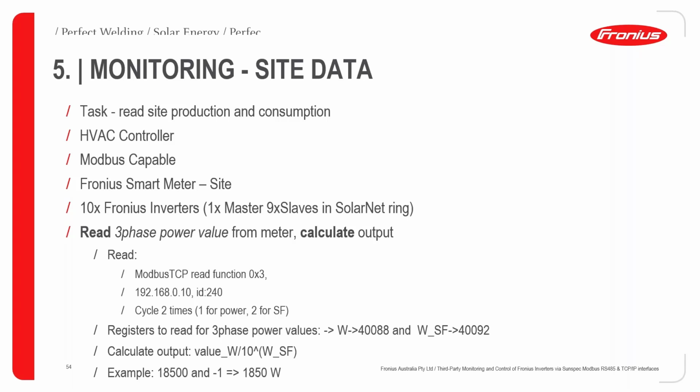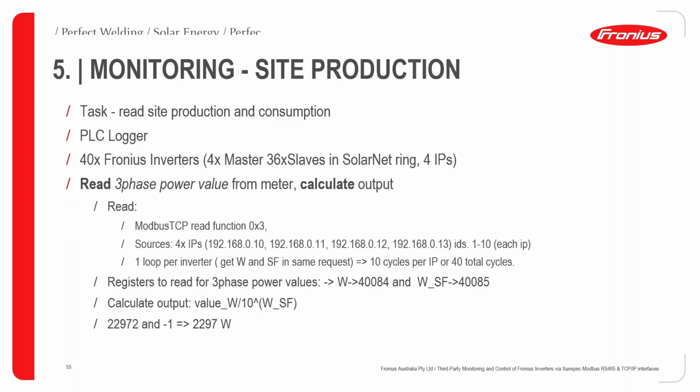One thing to understand there: 0x03 supports reading multiple registers in one go. So you may not necessarily need to cycle 2 times, but something to think of. What register are you going to get the production from? There are 2 registers there per inverter. I need to calculate my output and display it somewhere and show it. Here's an example with some values and how we can arrive at our destination.